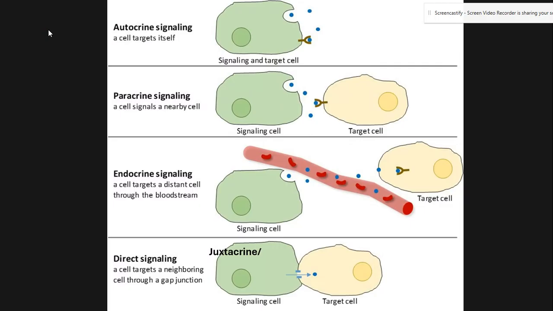All right, endocrine signaling, a cell targets a distant cell through the bloodstream. You're targeting through a bloodstream, yeah? A direct signal, juxtacrine, a cell targets a neighboring cell through a gap junction. Okay, so there's a target cell, there's a gap junction, there's a signaling cell. A direct cell can be considered a shortcut. Okay, come here, let's connect with a tube. All right, endocrine is usually a bloodstream, yeah? And paracrine is someone that's nearby, para, near. Remember the word paramedic, very close to the real medicine, yeah?